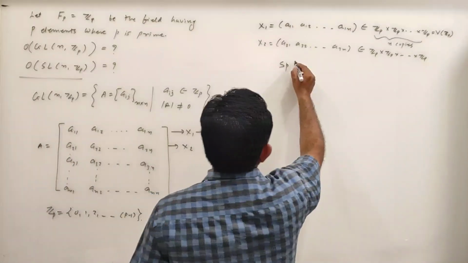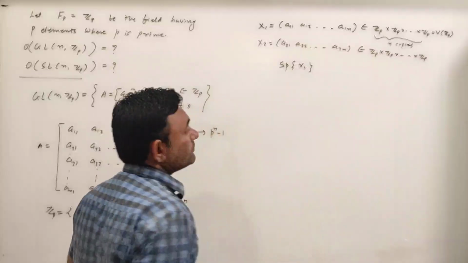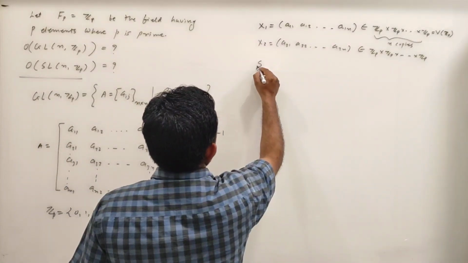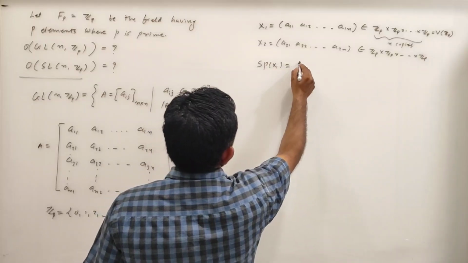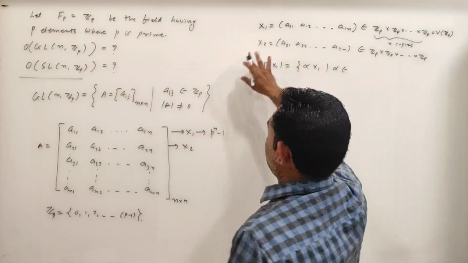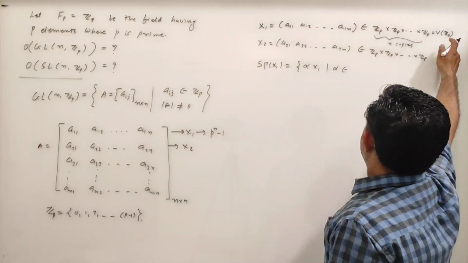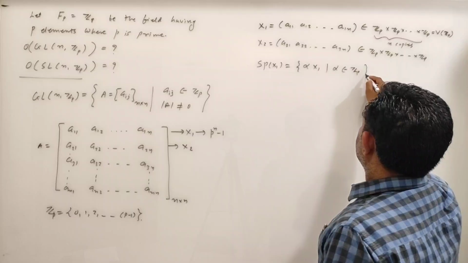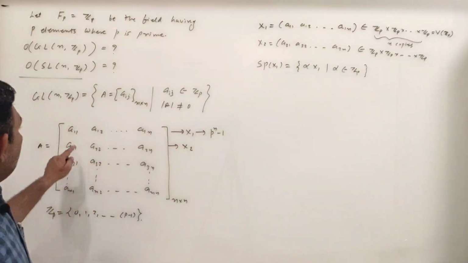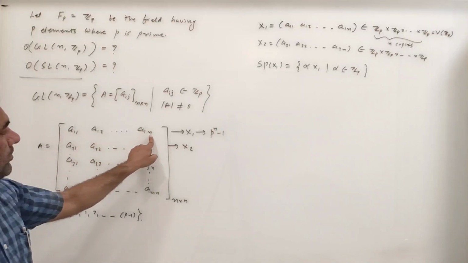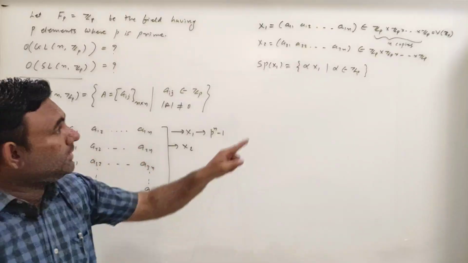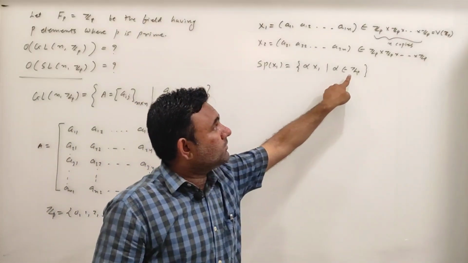So you consider span of x1, right? Span of x1. So span of x1 is what? It is alpha times x1, where alpha belongs to, now this is a vector space over Zp, so alpha belongs to Zp. So what will come in span of x1? All possible linear combinations of vector x1, meaning every scalar multiple of this row will come, where alpha is from Zp.